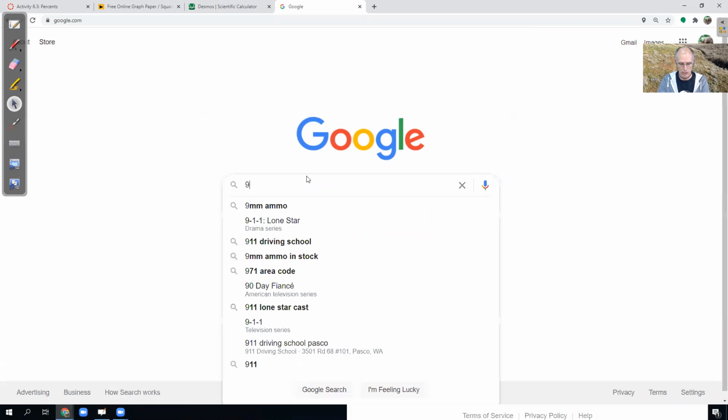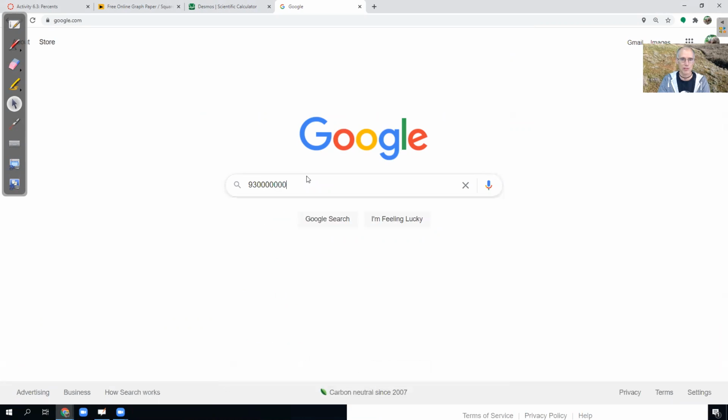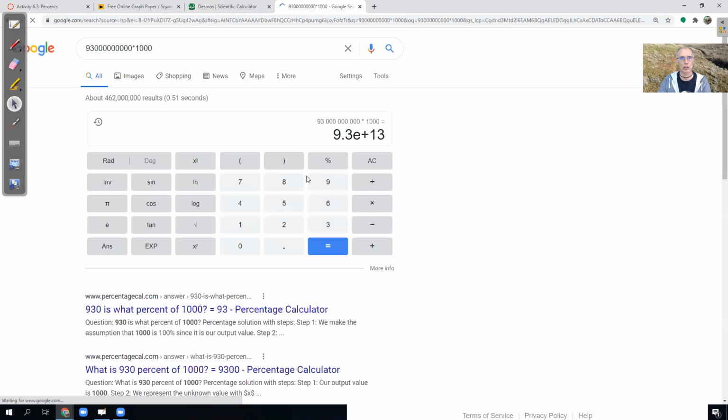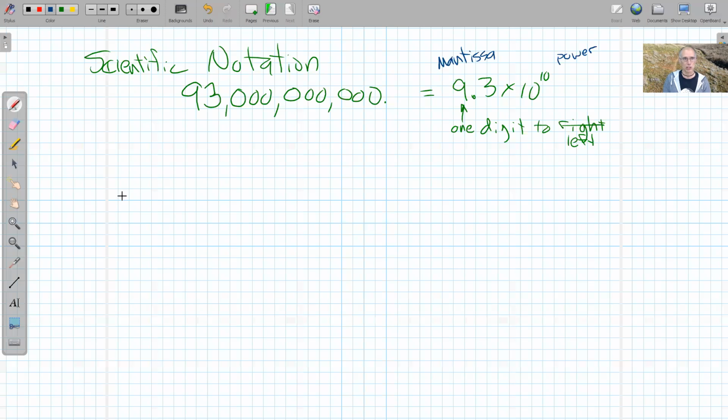So if I took that 93 billion, 1, 2, 3, 4, 5, 6, 7, 8, 9, and I were to multiply that by 1,000, that will probably trigger the calculator to use its version of scientific notation. So I just multiplied by 1,000, which gives me a bigger number than I had originally, and notice the calculator says E plus 13. Some calculators display that in different ways. So I took my 9.3 times 10 to the 10th, my original number, multiplied that by 1,000, and the Google calculator said that was 9.3 E plus 13.